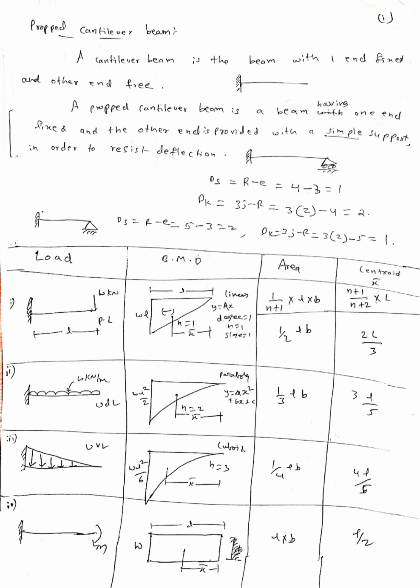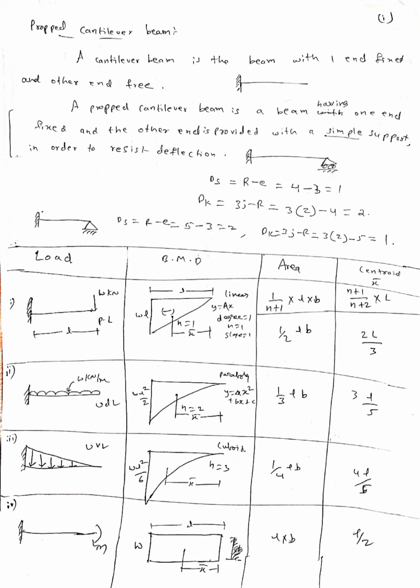Now if you see the case with one end fixed and one end hinged, for DS the value is r minus e. Here r, the total number of reactions, is 5: 3 at the fixed support and 2 at the hinged support. So 5 minus equilibrium equations 3 is 2. D equal to 3j minus r, 3 into 2 minus 5, since the total number of reactions is 5. So 3 into 2 minus 5 is 1.